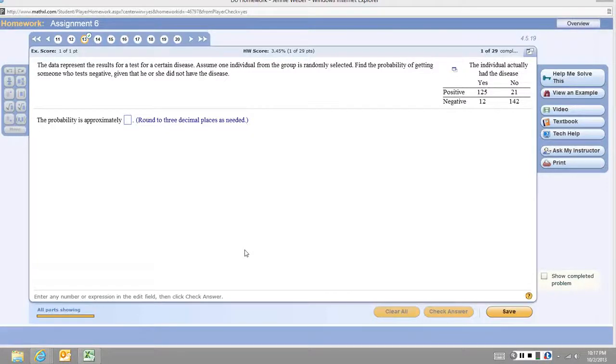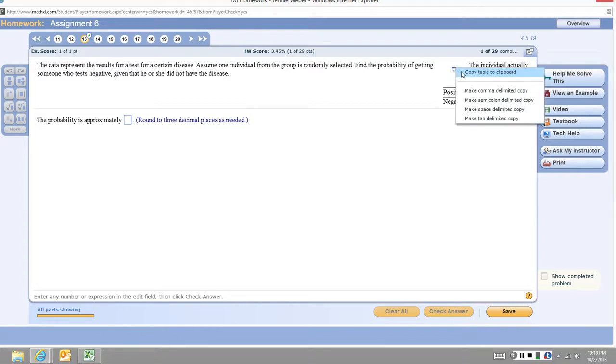Okay, this is an example from 4.5, and we're given this data for a test for a certain disease, and we assume one individual from the group is randomly selected. Find the probability of getting someone who tests negative given that he or she did not have the disease. Now you might think you need the formula, but because we were given this chart, you actually don't. This is more just testing you understand the idea of given.